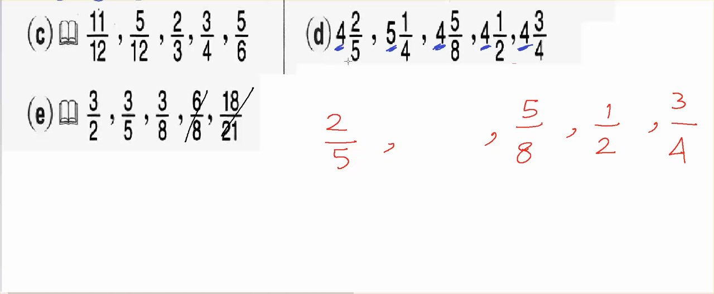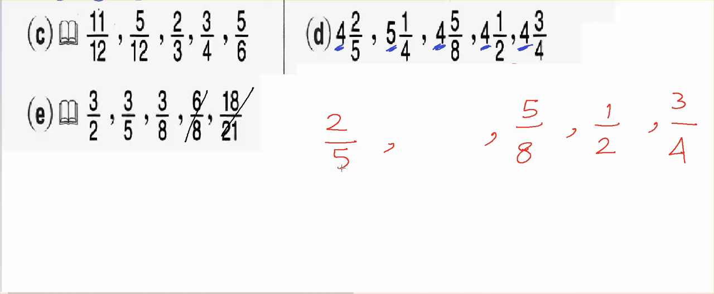Now we are comparing the other four. These fractions have common whole numbers, so we compare them according to their fractions: 2 over 5, 5 over 8, a half, and 3 over 4. By looking at the denominators: 5, 8, 2, 4.